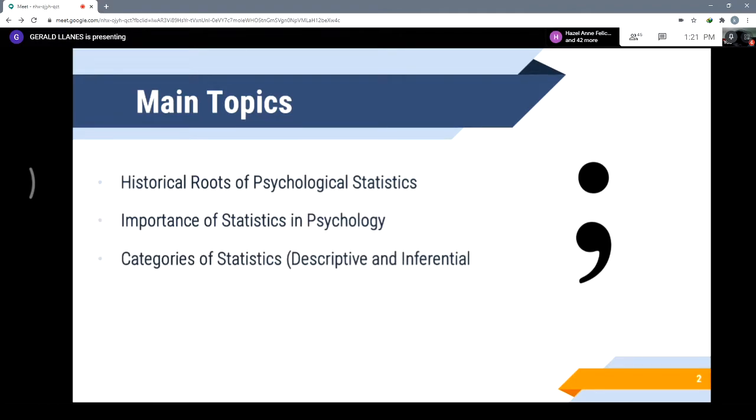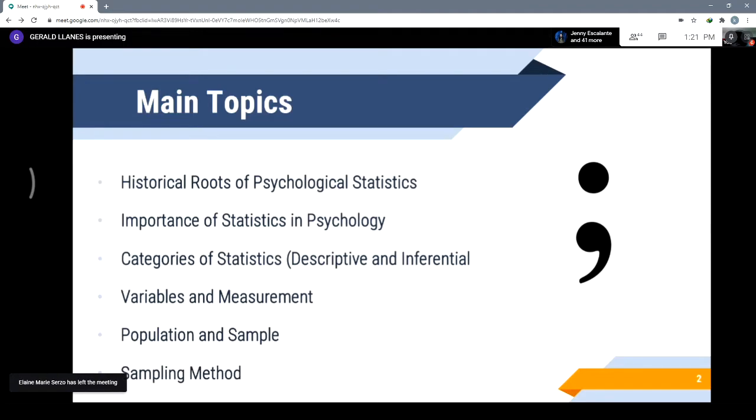And categories of statistics, we'll try to differentiate between the term descriptive statistics and inferential statistics. We'll also be talking about what is variable and what is measurement. We will also try to differentiate population to sample and the different sampling methods in selecting samples from the total population.